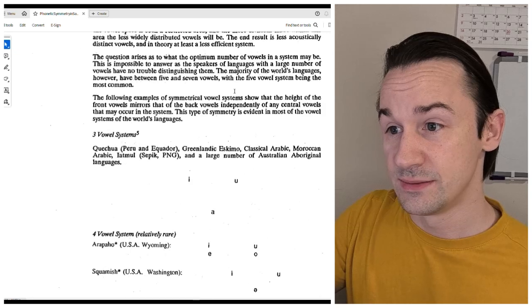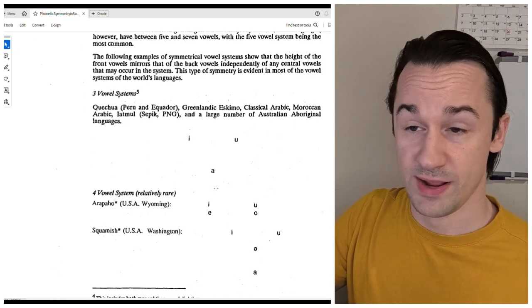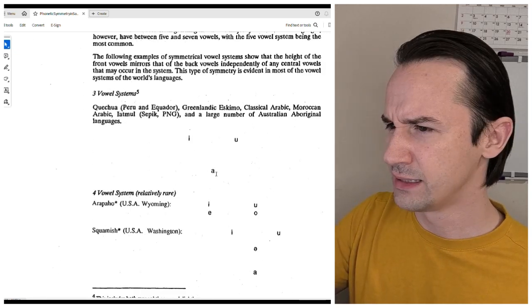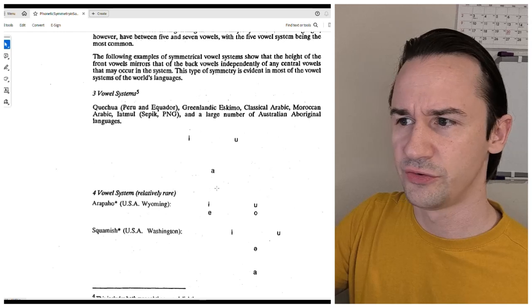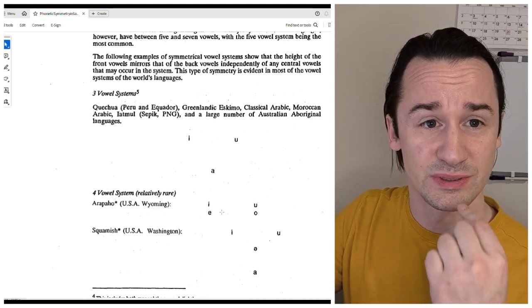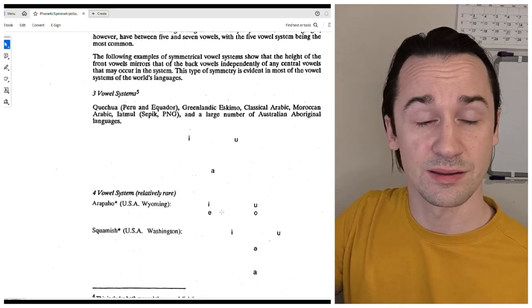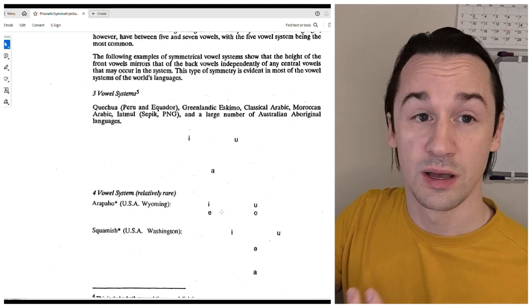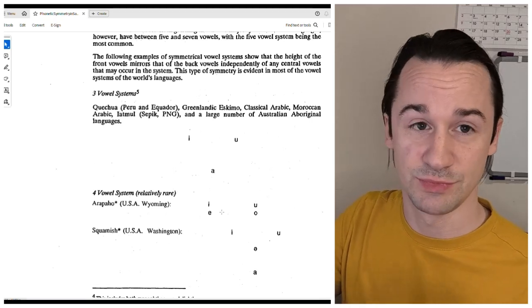Looking at some vowel systems, the minimum is 3: I, E, and U. I, E, and U here make a perfect little triangle within the mouth. I is forward and closed. U is back and closed. A is back and open. That's maximum distinction between the 3 sounds.